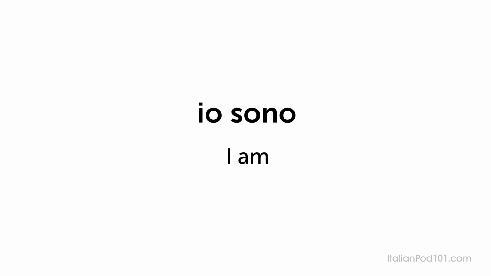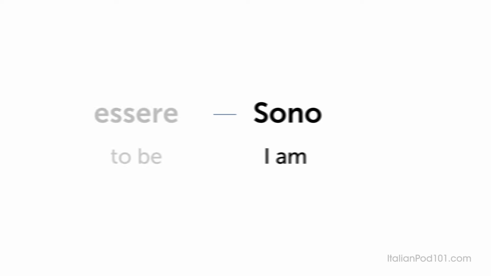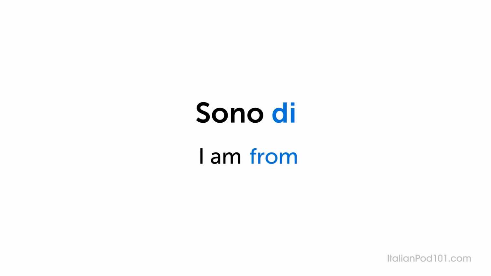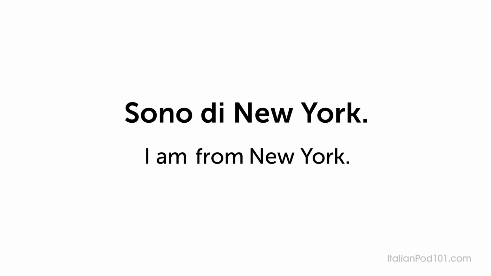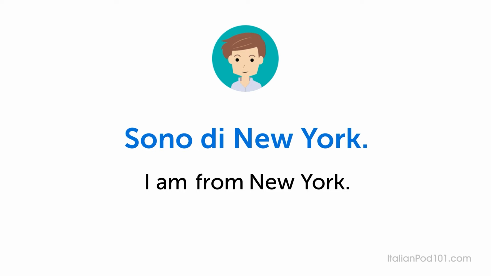I am. In Italian, io, I, is usually omitted as it's understood from context. Sono is from the verb essere, meaning to be. Next is di, from in this context. Last is the city, New York. Altogether, sono di New York. I am from New York.